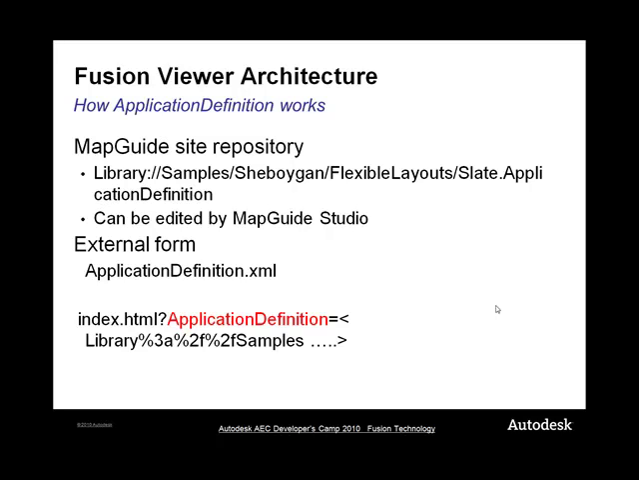However, it is also possible to store an application definition in an external form as an application definition XML file. The default templates all include an application definition XML file. Changing the flexible web layout using MapGuide Studio will change the application definition resource, which is stored in the MapGuide site repository, but will not have any effect on the external application definition XML file.